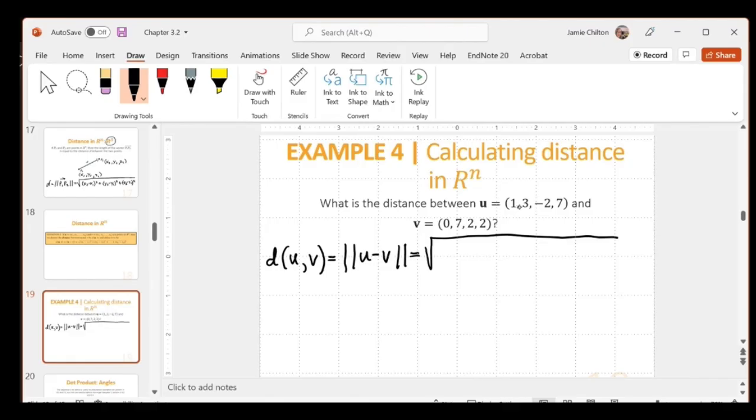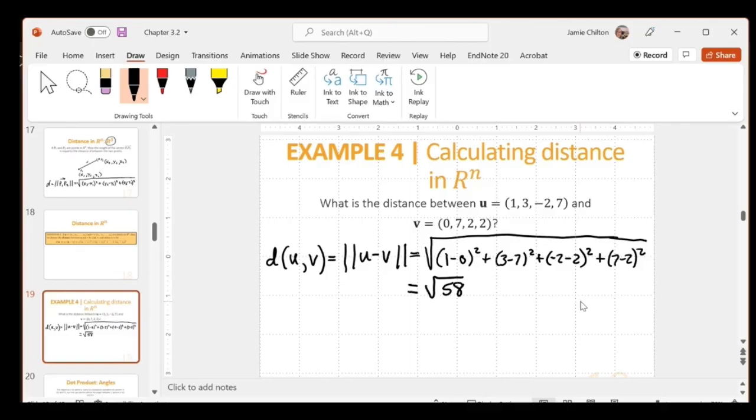So now we're going to have 1 minus 0 squared plus, we've got now 3 minus 7 squared. Now we've got negative 2 minus 2 squared. And then we've got one more, we've got plus 7 minus 2 squared. Woo. So now we're calculating the distance between these 2 vectors. And now hopefully if you have done your math correctly, you should get the square root of 58.